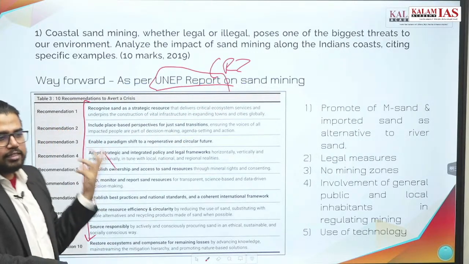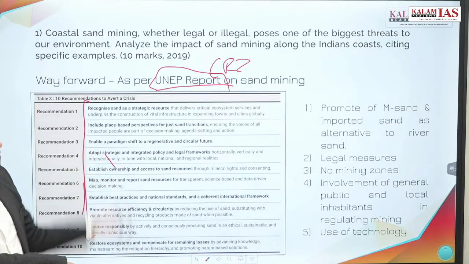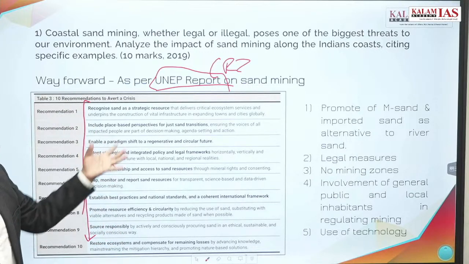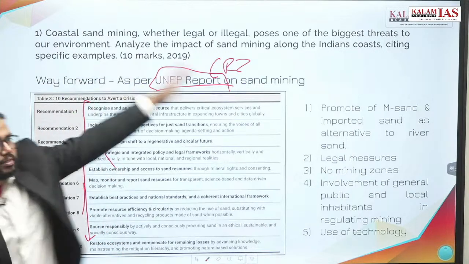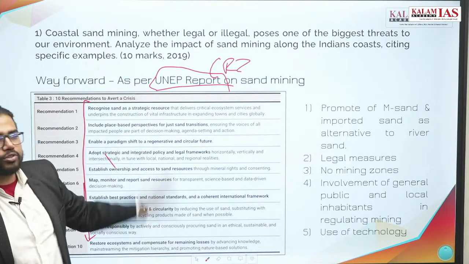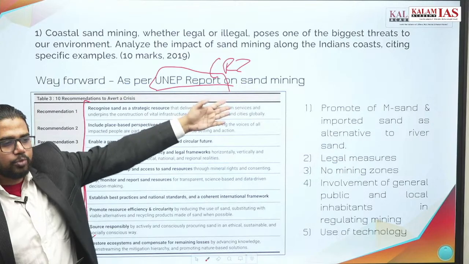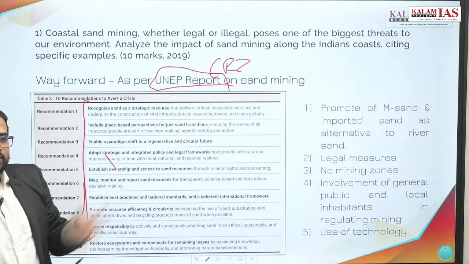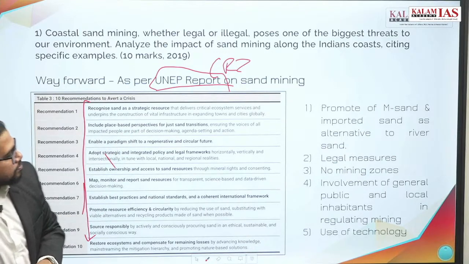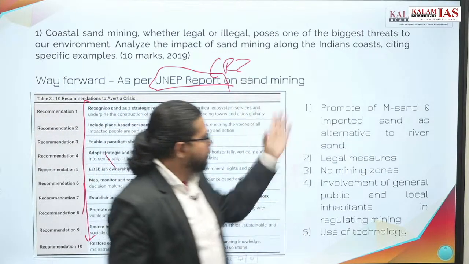When you have a report with specific recommendations, take a note of it. These points, no need to learn by heart. They are very generic. You can connect them with our specific cases: how to implement them for the improvement of Sundarbans, or how to improve something in Kerala. Think along those lines and develop the way forward. Now there are other specific measures mentioned here.